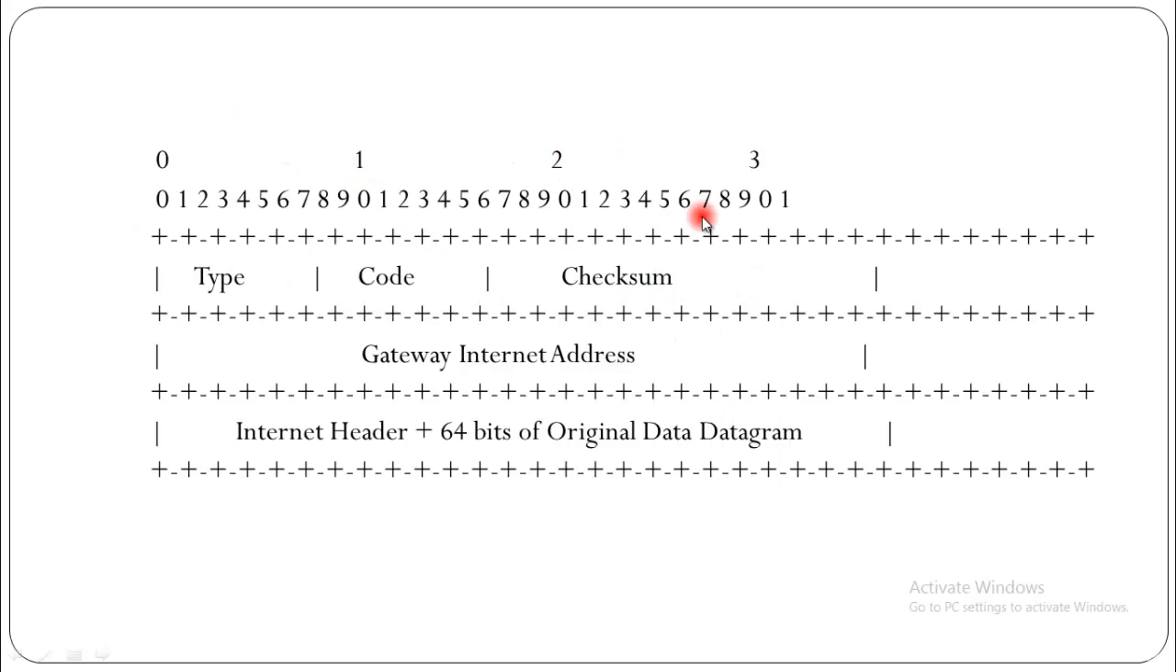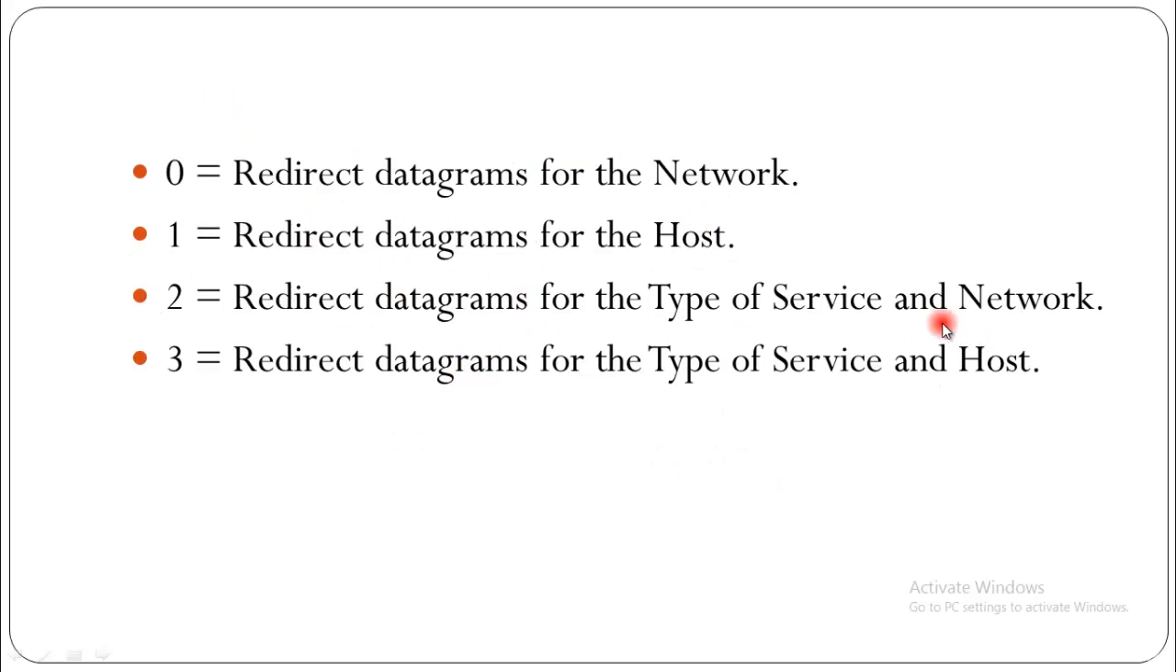And as you can see, 0 is the redirect datagram for the network, 1 is the redirect datagram for the host, 2 is the redirect datagram for type of service and network, and 3 is the redirect datagram for the type of service and the host.